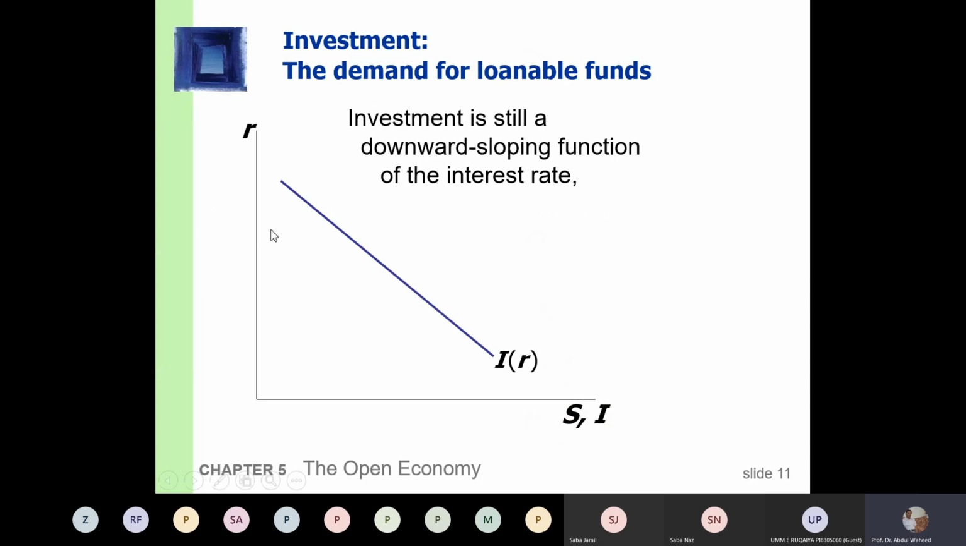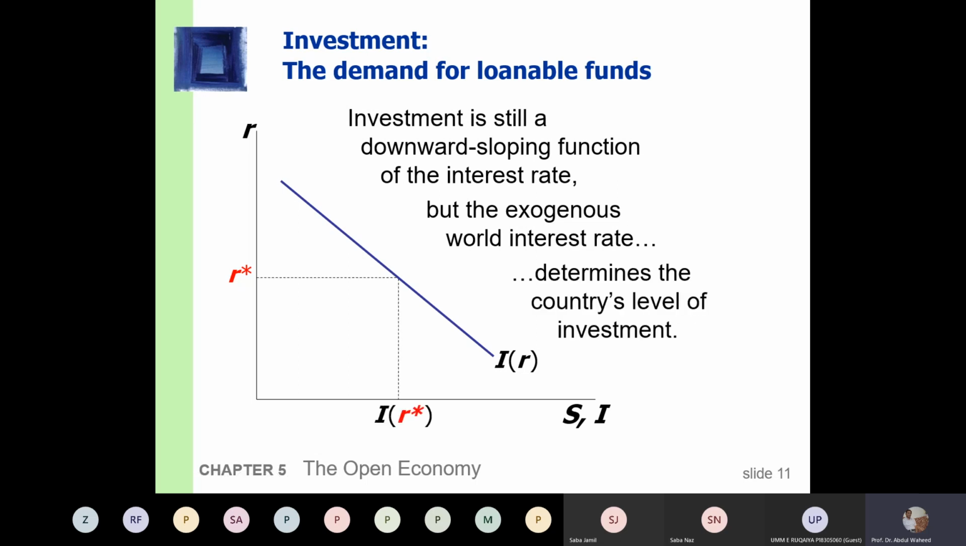So now we have this investment function, which is still downward sloping, and it is a function of the real interest rate. And now here we have the world interest rate, and the world interest rate is exogenous. The domestic economy cannot affect the world interest rate. Now this world interest rate determines the country's level of investment. So if this is the world interest rate, this will be the country's level of investment.